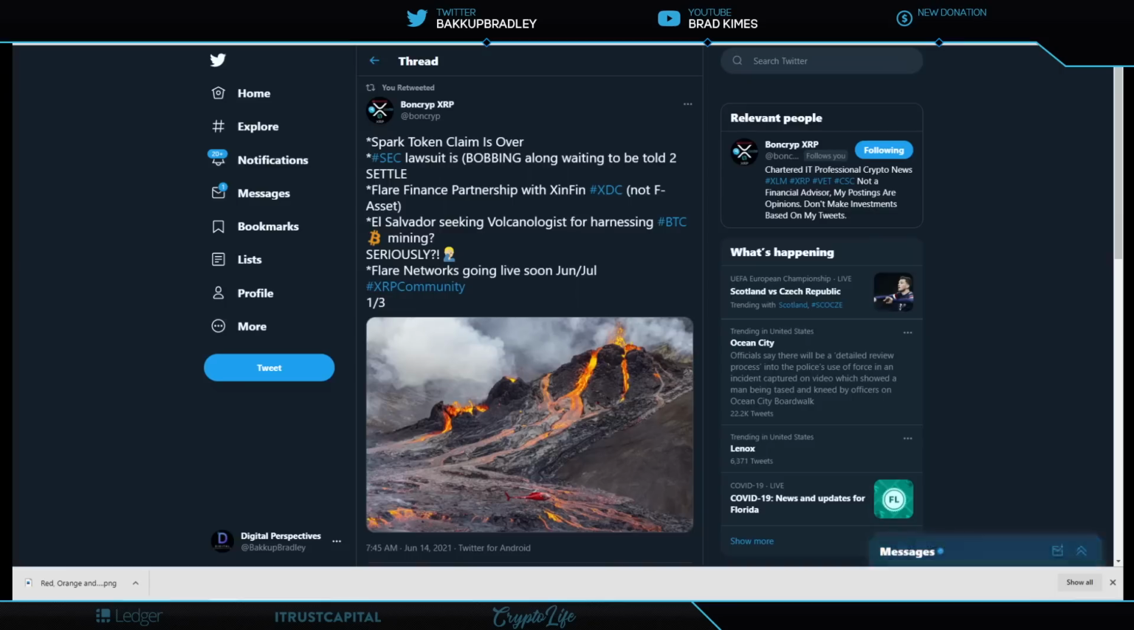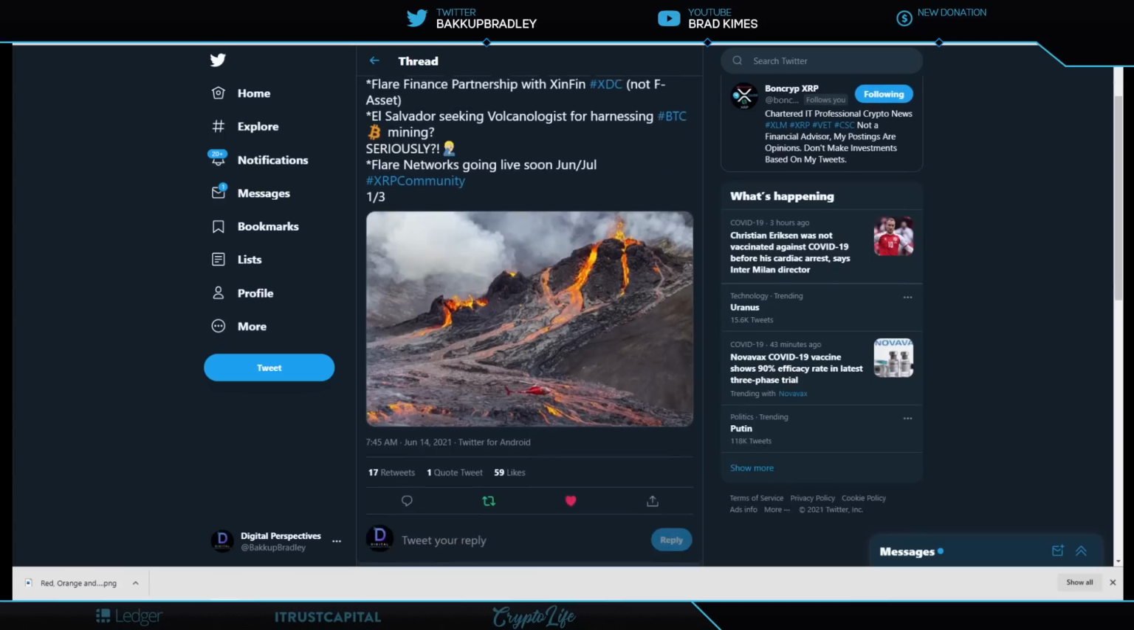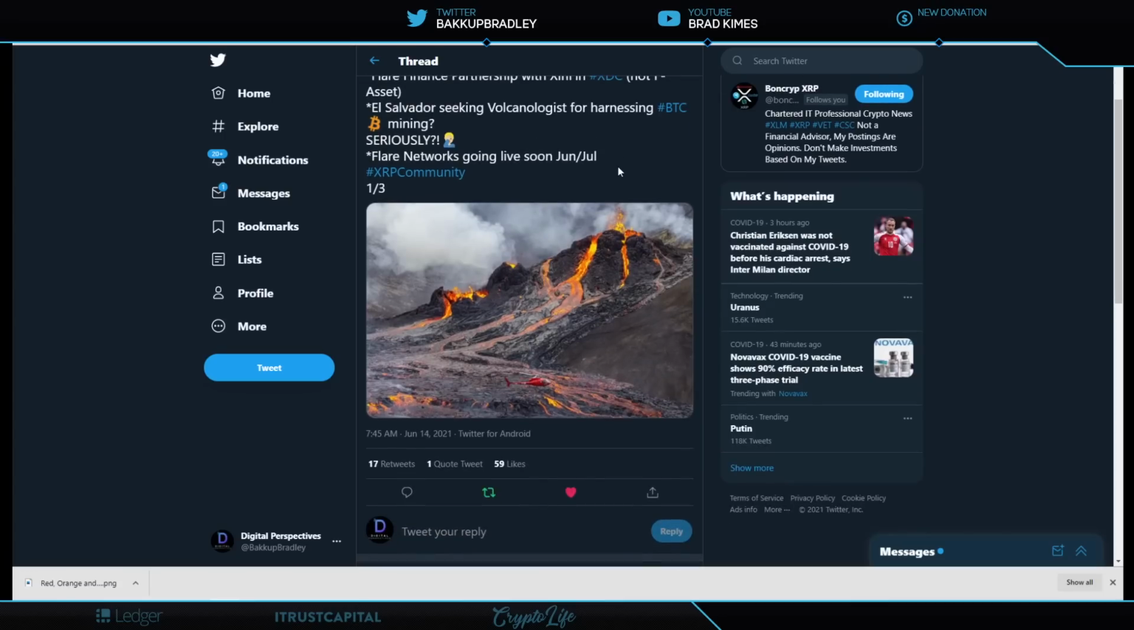So with that, let's move here very quickly, because this is a nice sum up right here that I love from BondCrypt. Spark token claim is over. And this is an overview of the space and current events that are happening here. It says SEC lawsuit is bobbing along, waiting to be told to settle. Flare Finance partnership with Zenfin XDC, not FAsset. El Salvador seeking volcanologists for harnessing Bitcoin mining. Seriously? Flare networks going live soon, June, July timeframe.